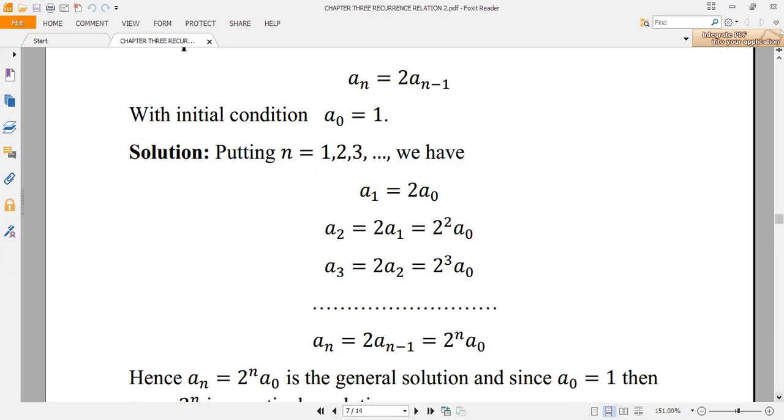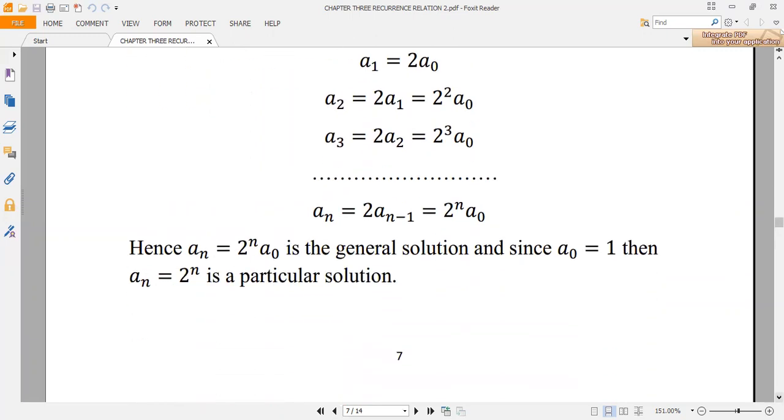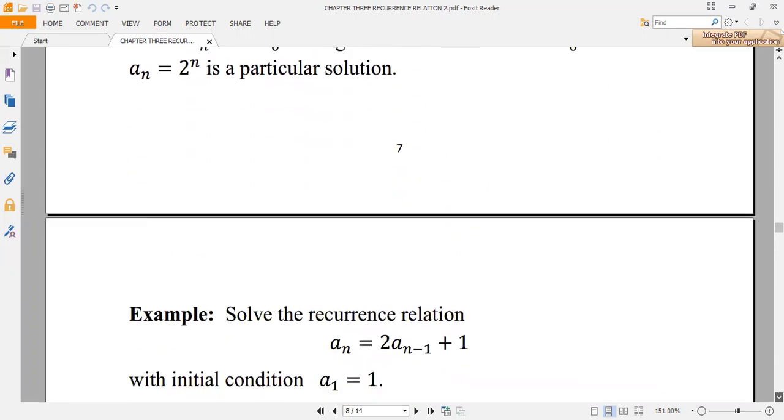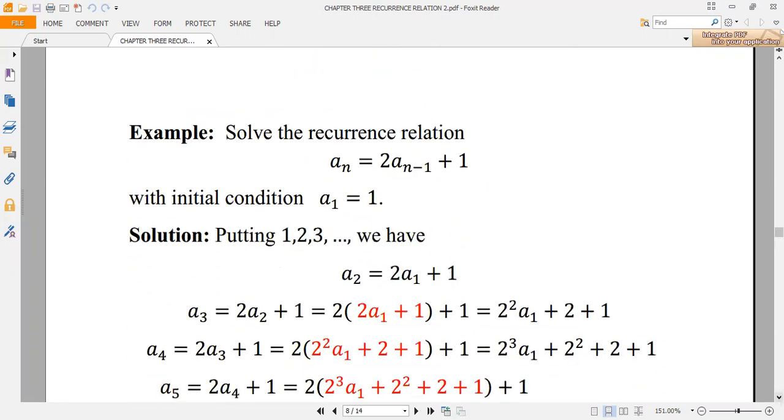And since the initial condition is given, we can find the particular solution to this recurrence relation. Substituting a naught equal to 1 in the general solution, we get an equals 2 to the power of n, which is the particular solution to this first order recurrence relation. So this is the solution for the first example. Let's look at another example.